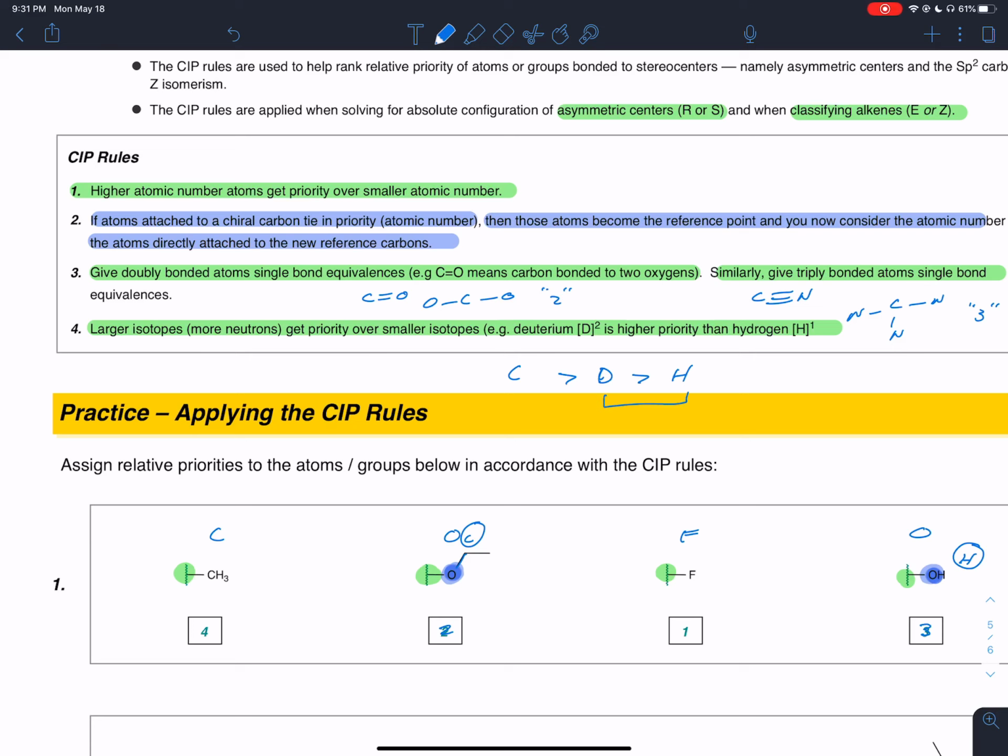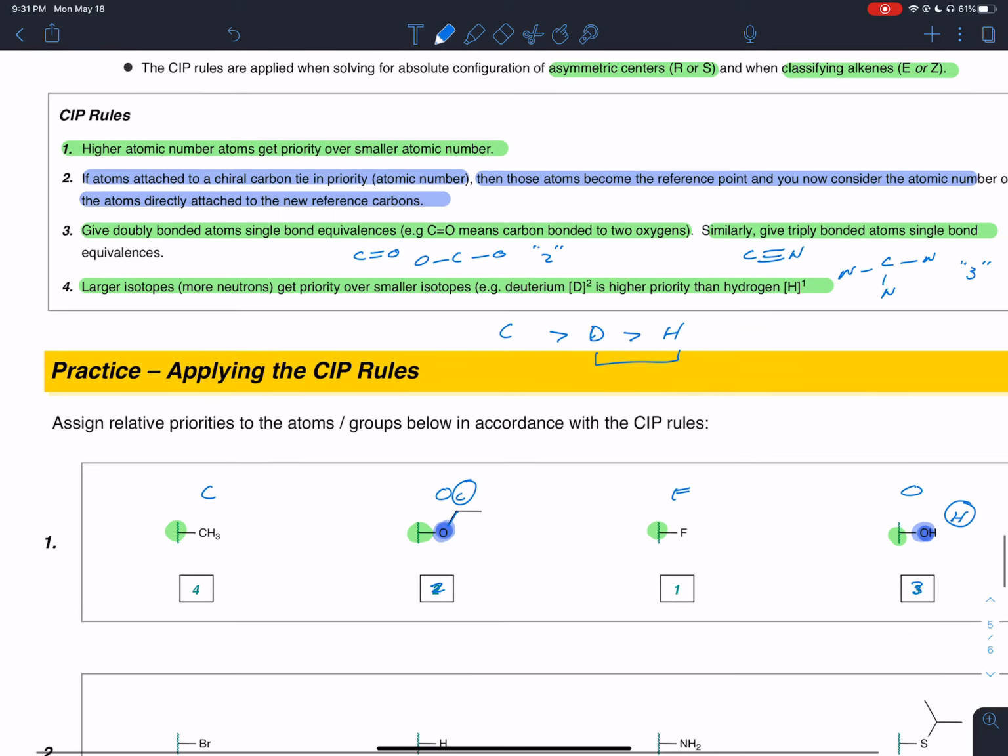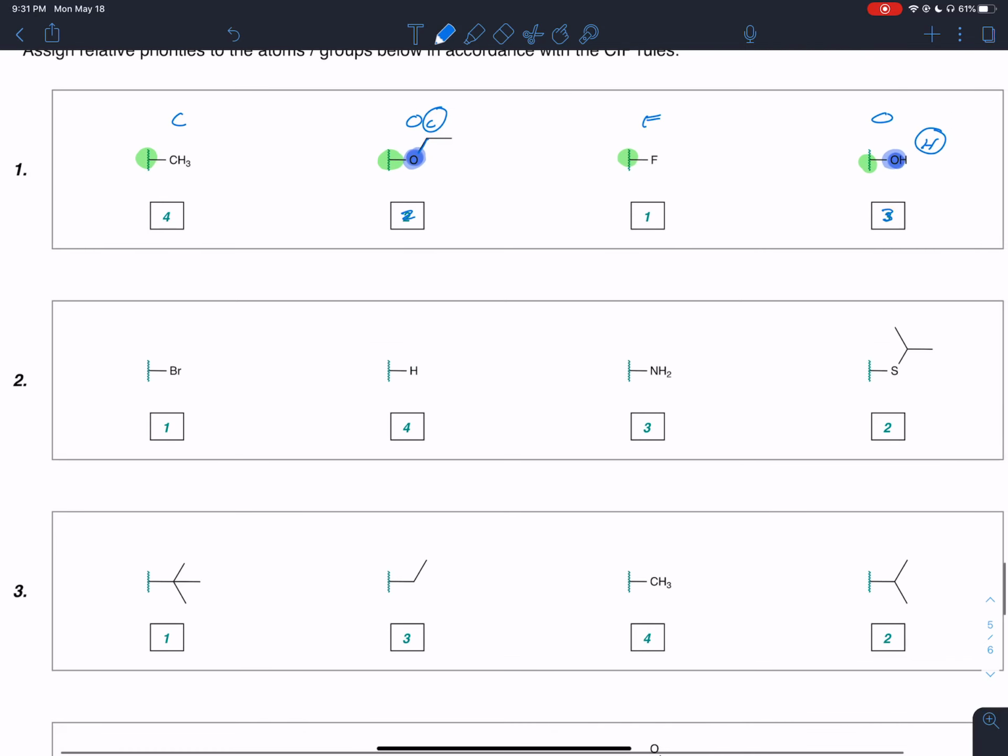Okay, so heavier isotopes like deuterium would get preference and priority over their less heavy isotope, hydrogen. All right, we're going to go through a couple more examples. So remember, we're considering that this squiggly line is the attachment point to the chiral carbon.